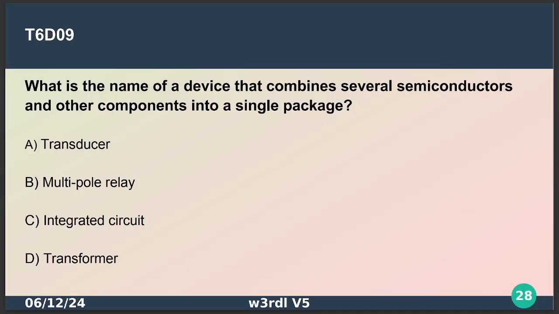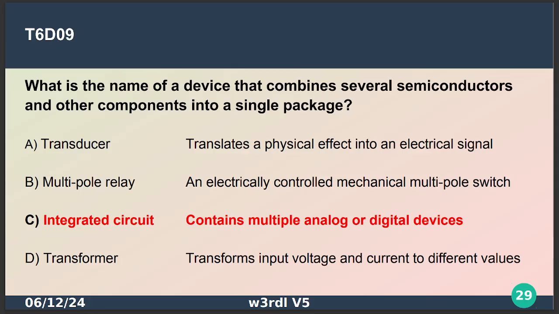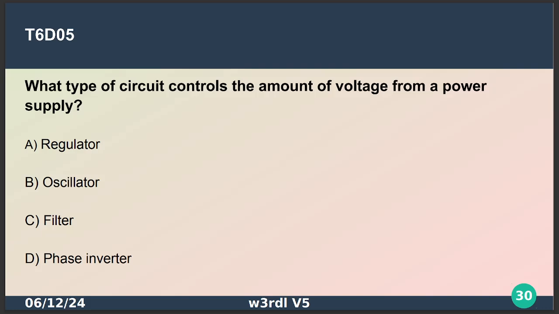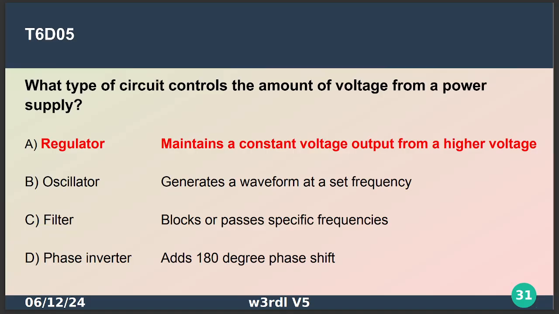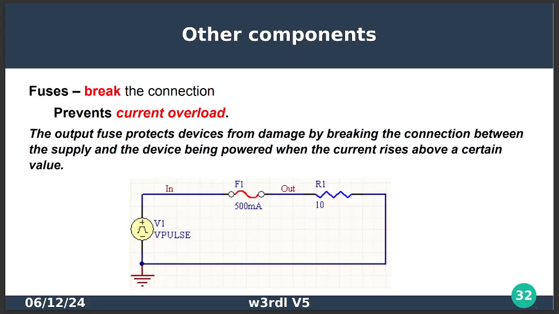What is the name of a device that combines several semiconductors and other components into a single package? An integrated circuit. C. Let's see. What type of circuit controls the amount of voltage from a power supply? A regulator maintains constant voltage output from a higher voltage power supply.